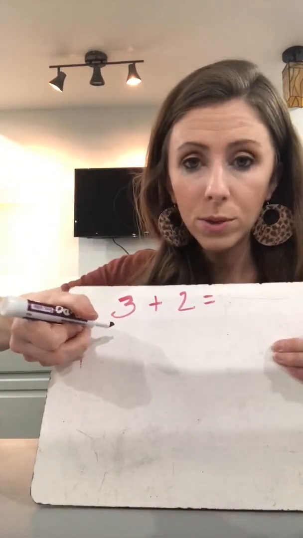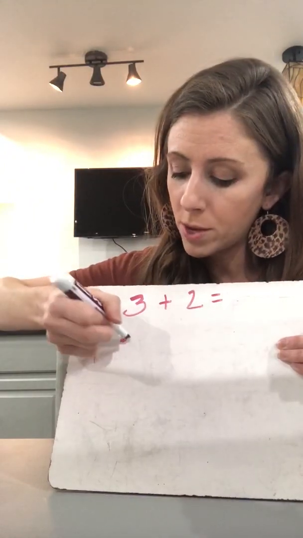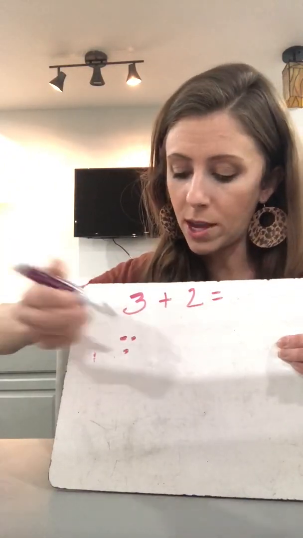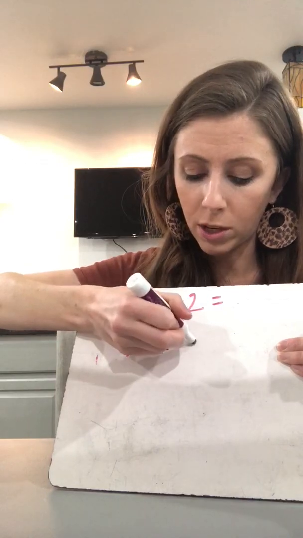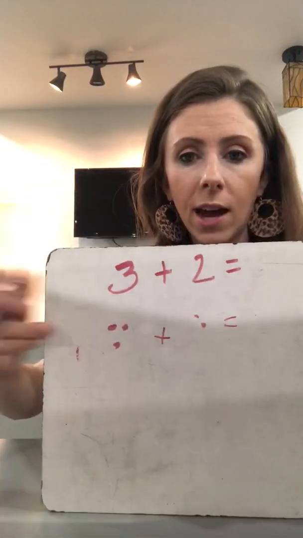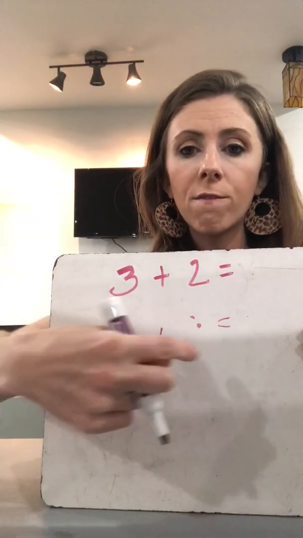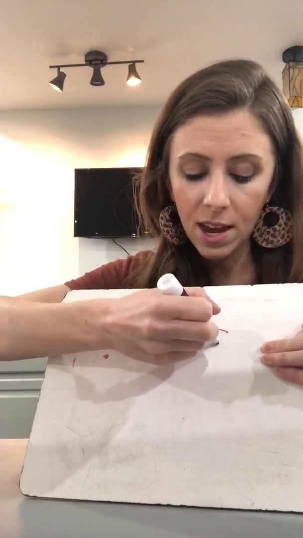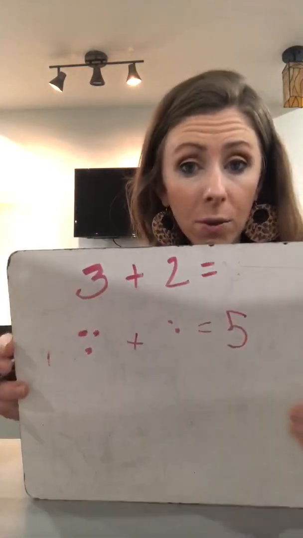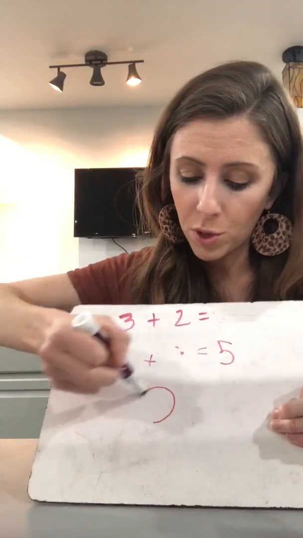So if I was doing this with pictures, I would draw 3 little dots. 3 plus 2 little dots equals how many little dots? 1, 2, 3, 4, 5. The answer is 5. If I was to write that in a number bond, it would look like this.